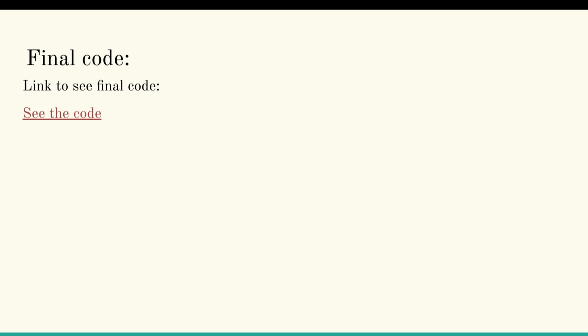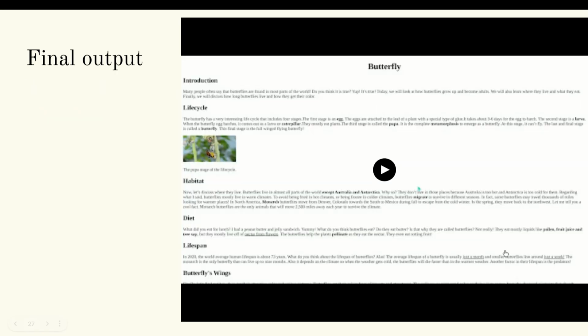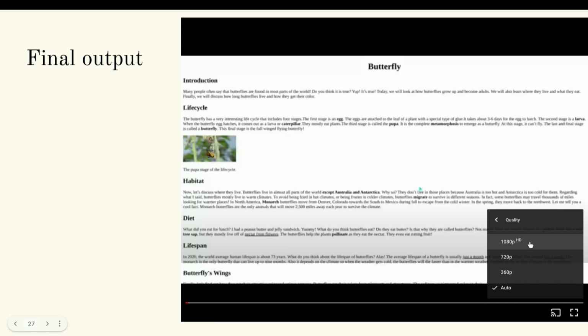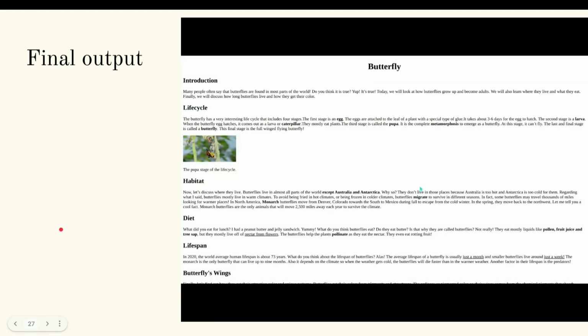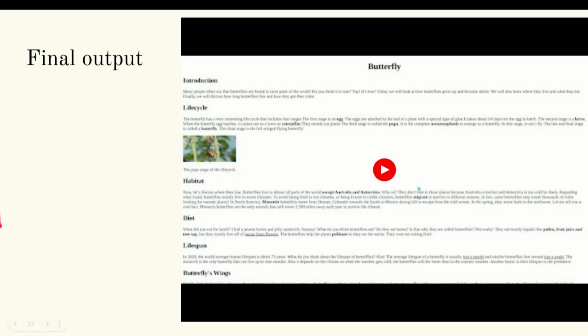So this is the link to see all of the code. I will include this code in the description below. And this is our output. Okay, so now I'm just going to change this so that you can see the max quality. This is the first image, and this is the caption over there. And then this is the second image, the wings, and the captions are there. And that's it.